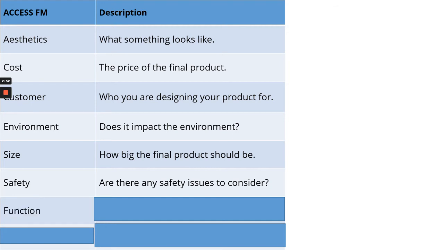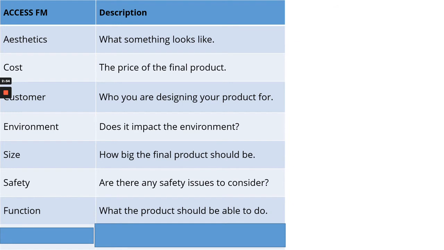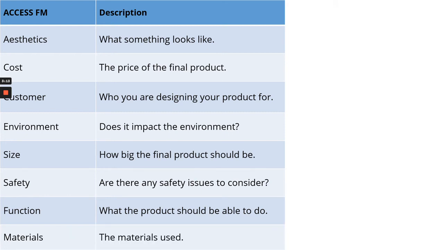F stands for function, which means what is the function of the final product? What should the product be able to do when it's complete? And finally, M stands for materials. And what we talk about in Access FM is the types of materials we want to use when we create our project. So pause the video here, make sure you've got all of those sections written down in your table before pressing play.